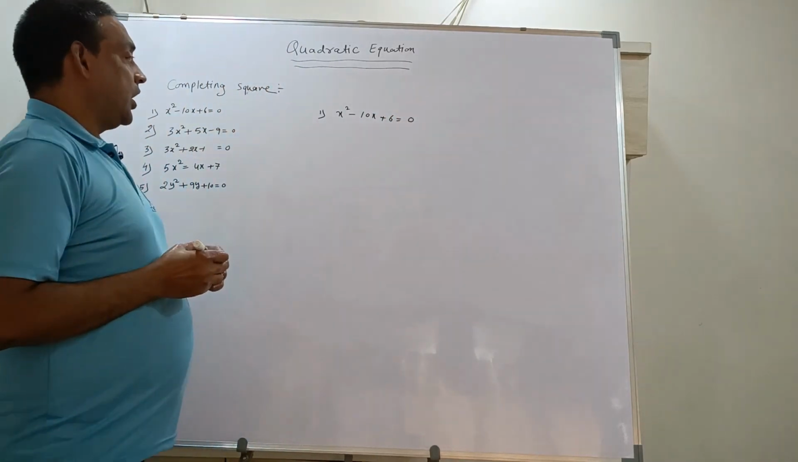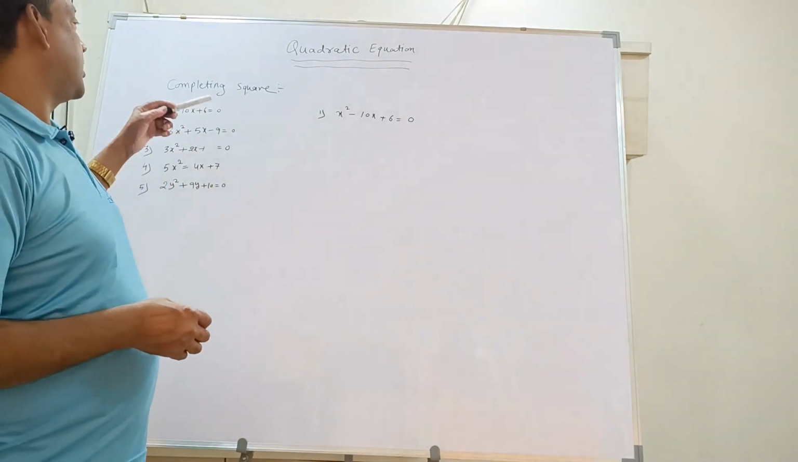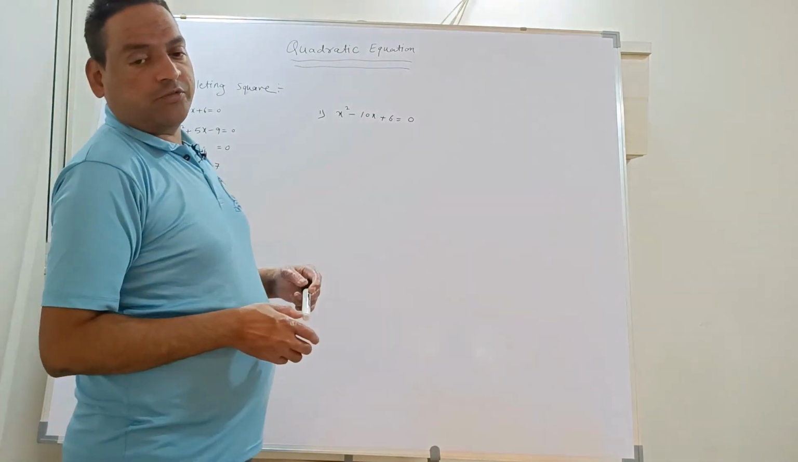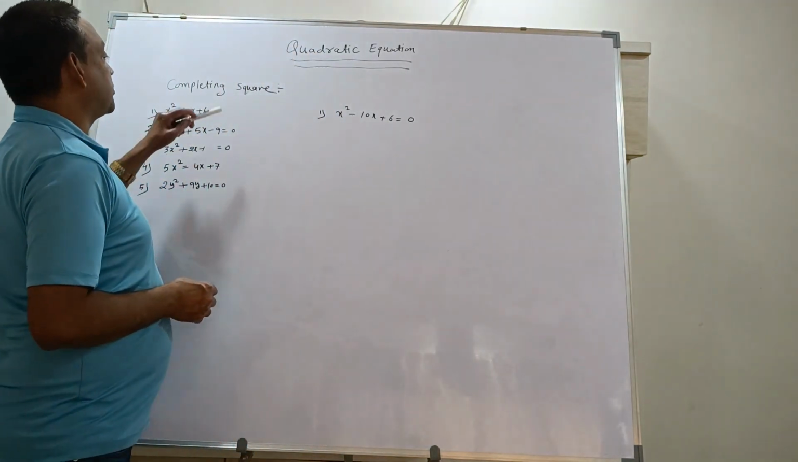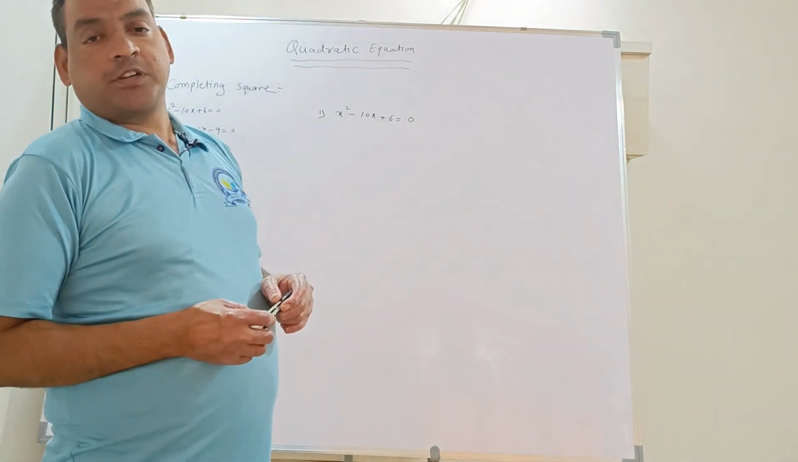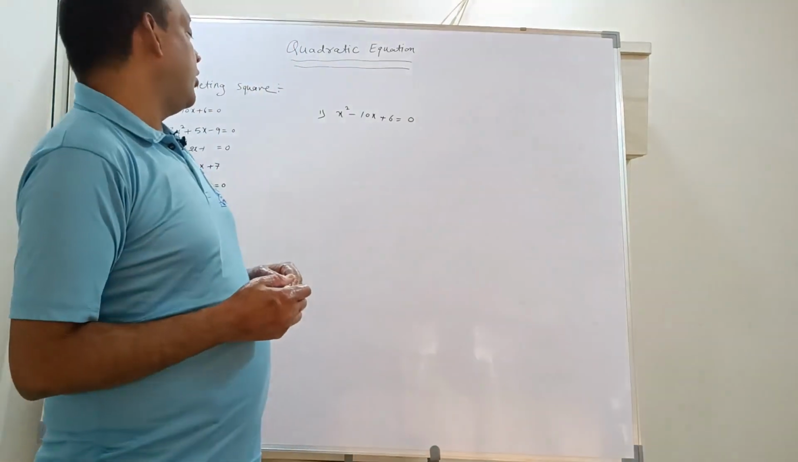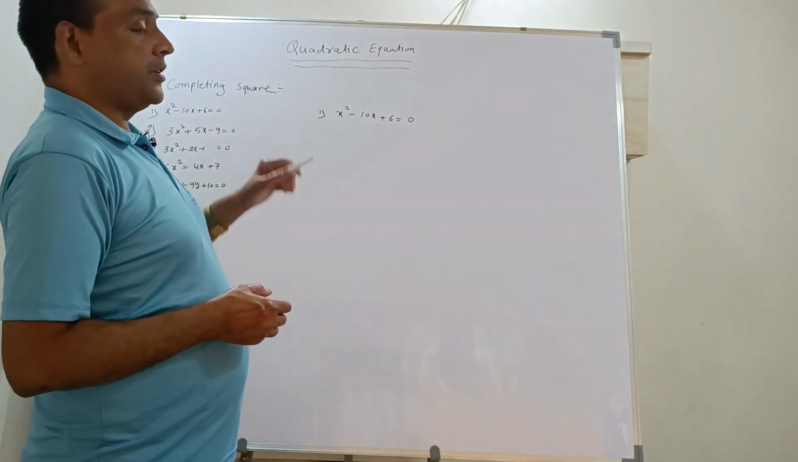Now this we can solve by using factorization method or completing square method or by using formula method. But if they specify properly that we have to solve by completing square, then compulsorily we have to use the completing square method only. So now we are solving the quadratic equation by using completing square.